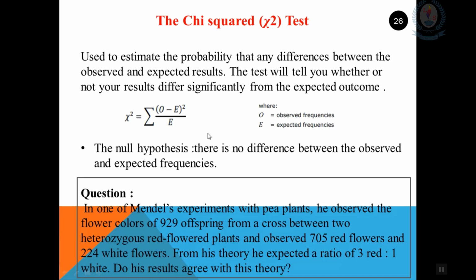First, we have to state a null hypothesis. So we'll move on to a question. In one of Mendel's experiments with pea plants, he observed the flower colors of 920 offspring from a cross between two heterozygous red flowered plants and observed 705 red flowers and 224 white flowers. From his theory, he expected a ratio of 3 to 1. Do these results agree with his theory?